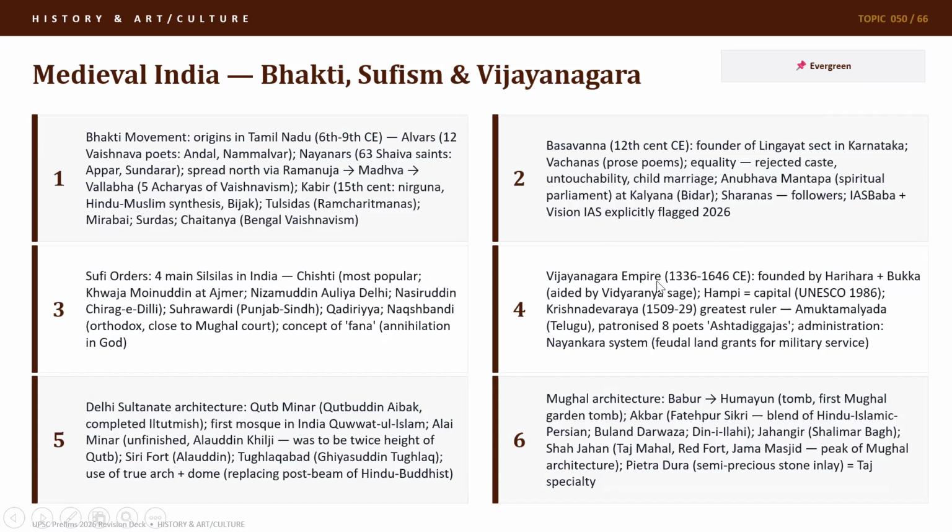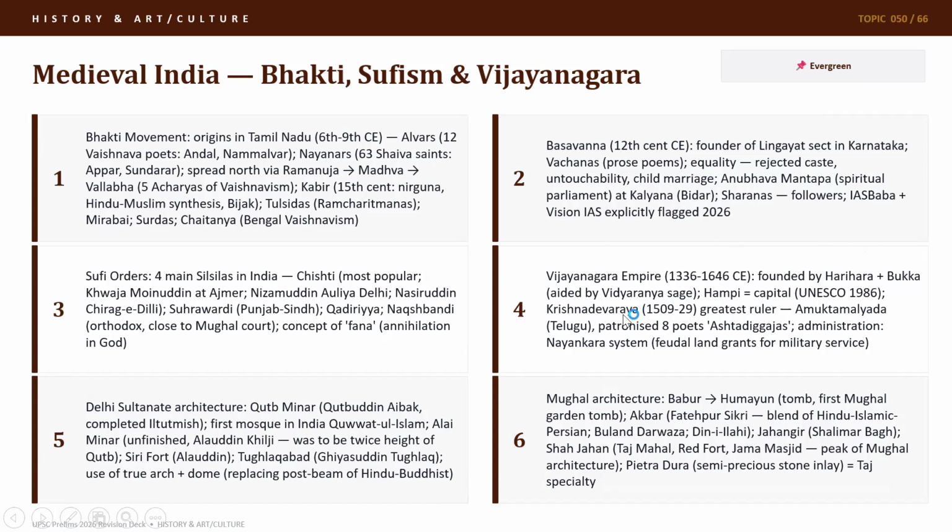Vijayanagara Empire, one of the most important empires in medieval India, from 1336 to 1646 AD, founded by Harihara and Bukka, aided by the sage Vidyaranya. So we mainly know about Harihara and Bukka, who established the Vijayanagara Empire, but they were also aided by this sage Vidyaranya. And Hampi was its capital, which was declared a UNESCO World Heritage Site in 1986.